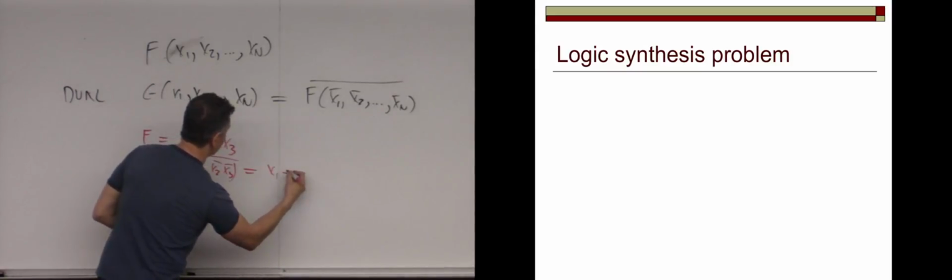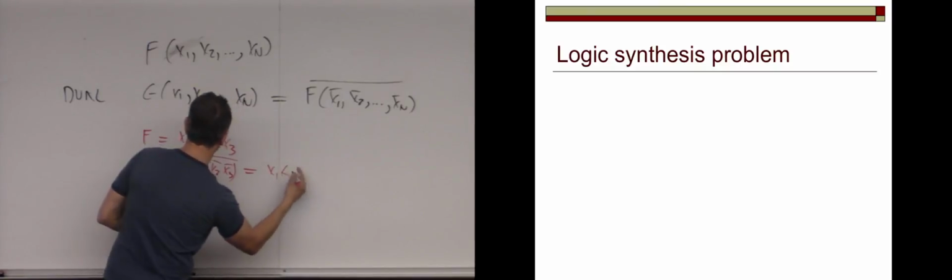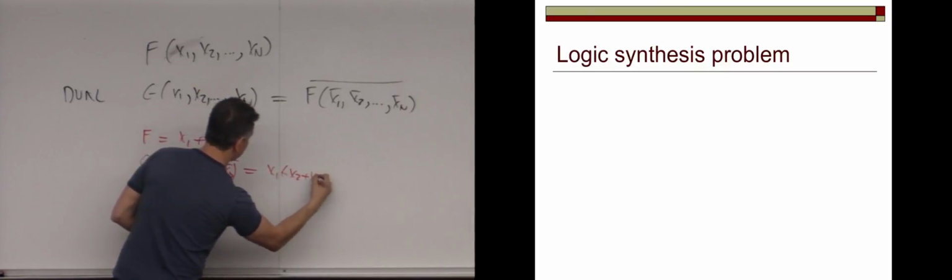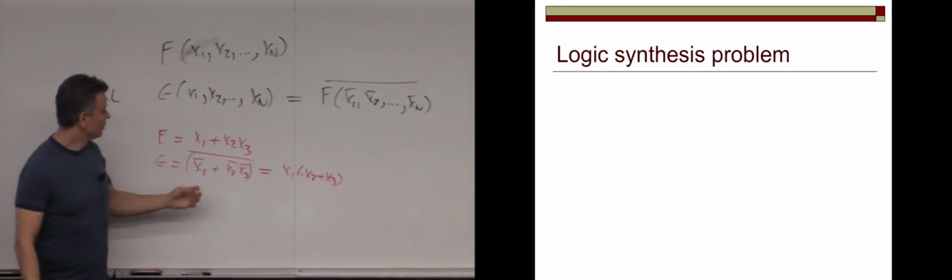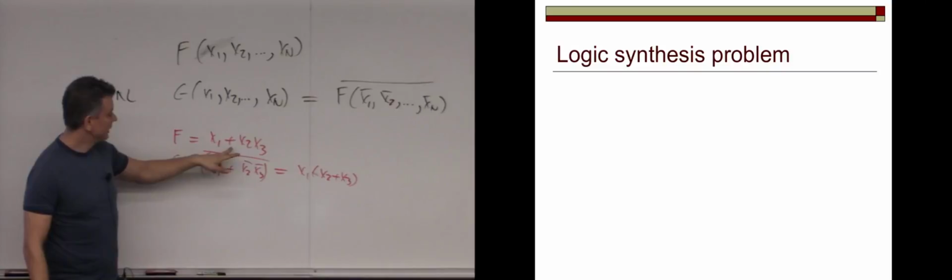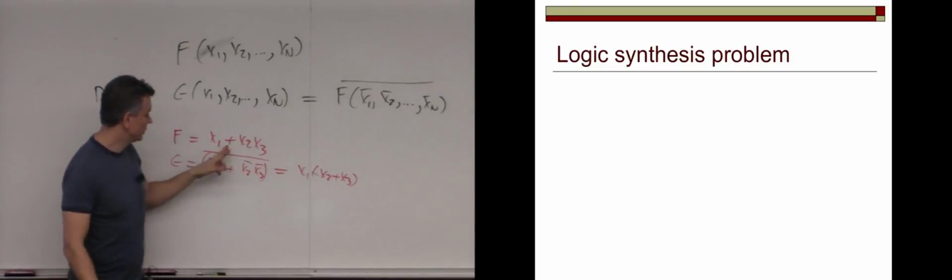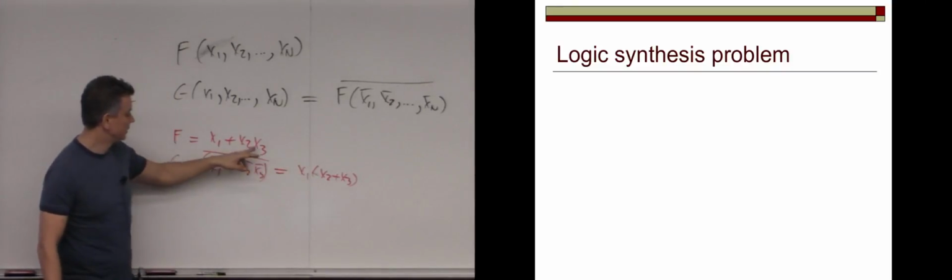X1 and quantity. So it's the dual function. Everywhere we see an and operation, we replace it with an or, and everywhere we see an or operation, we replace it with an and.